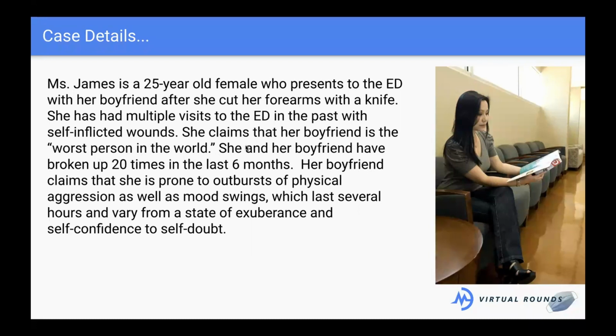So she and her boyfriend have broken up 20 times in the past 6 months. Yikes. Her boyfriend claims that she is prone to outbursts of physical aggression as well as mood swings, which last several hours and can vary from a state of exuberance, which is super elevated mood, and self-confidence to self-doubt.